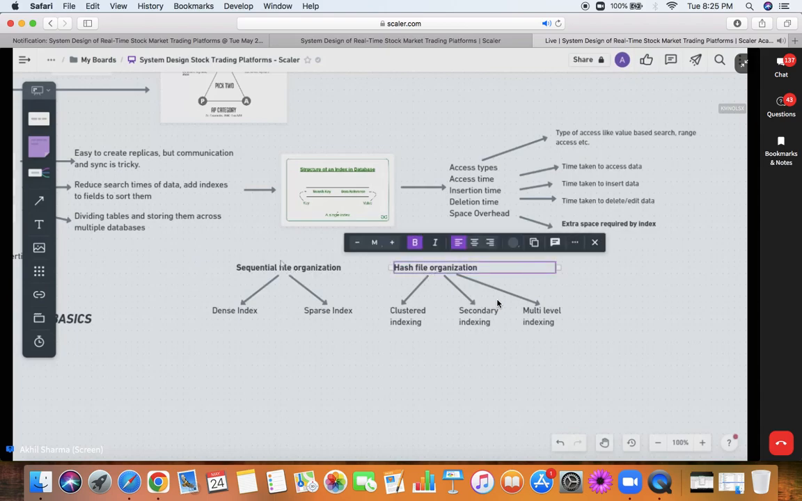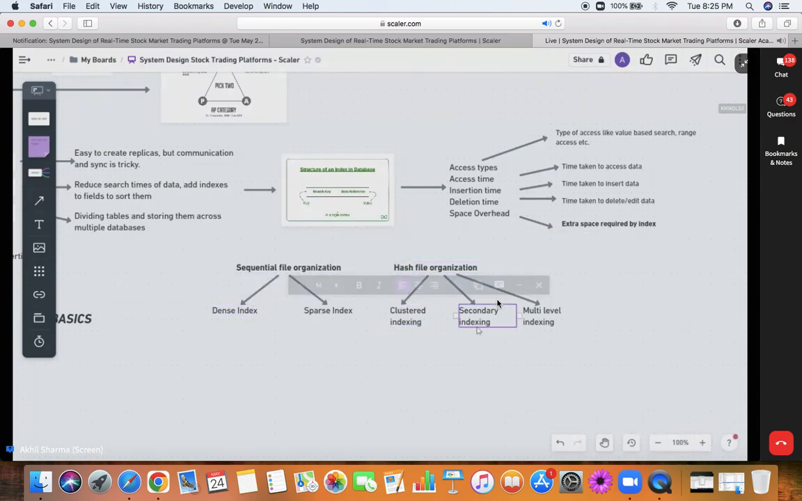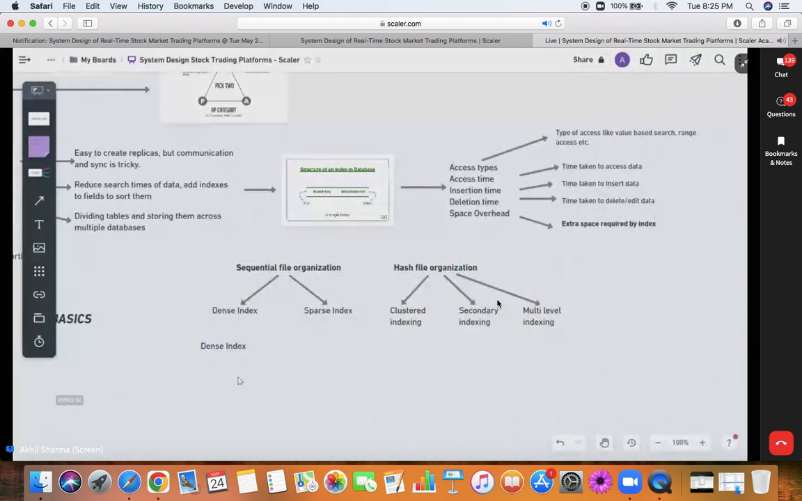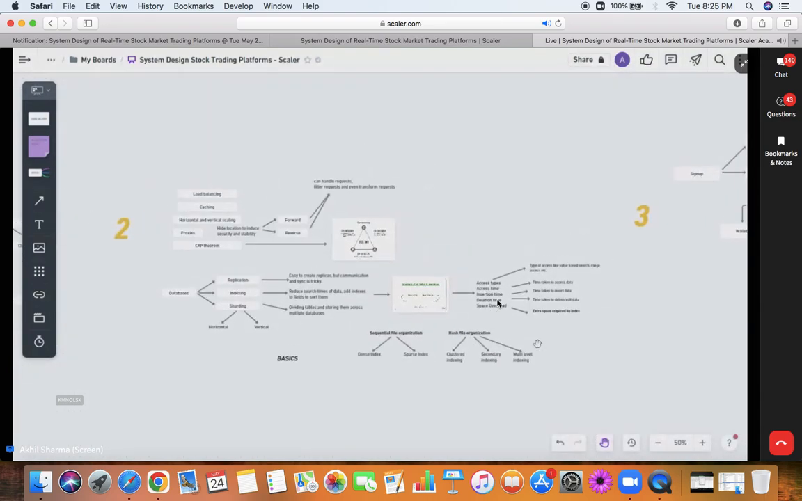And there are different types of these as well: dense, sparse, clustered, secondary, and vertical. I've kept them here, and at the end of the session, I'll also put definitions for these so that you can read about them later. I'll do that for you. Don't worry. So these are the basics.